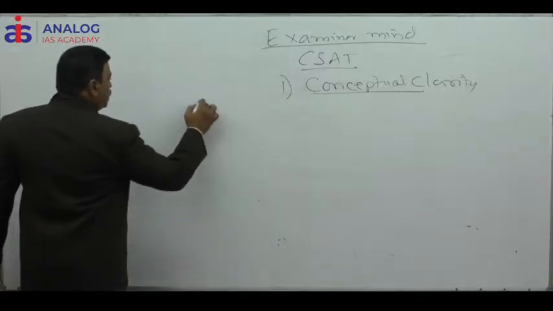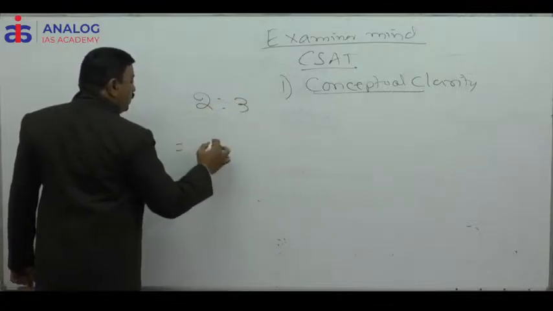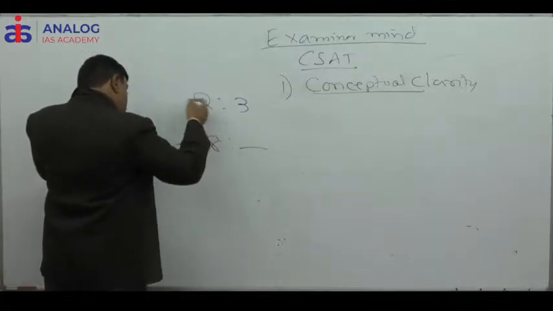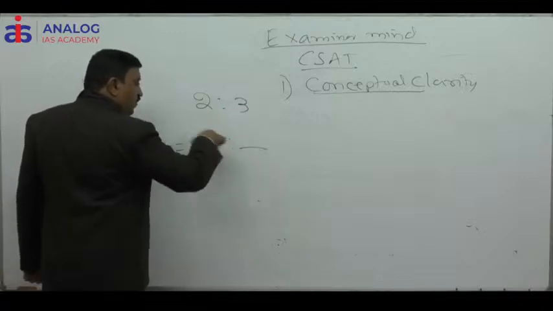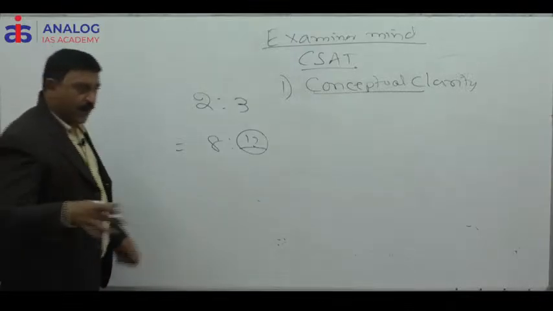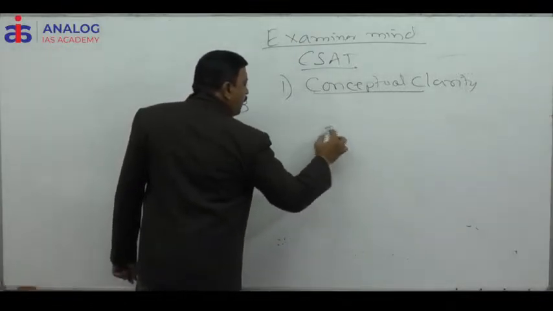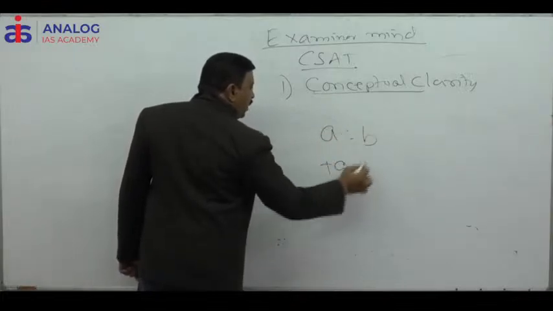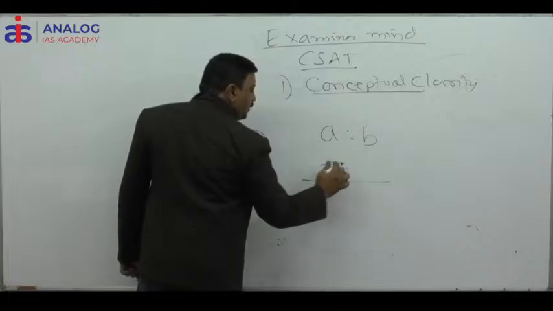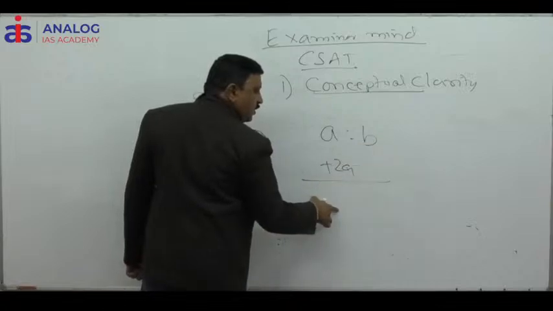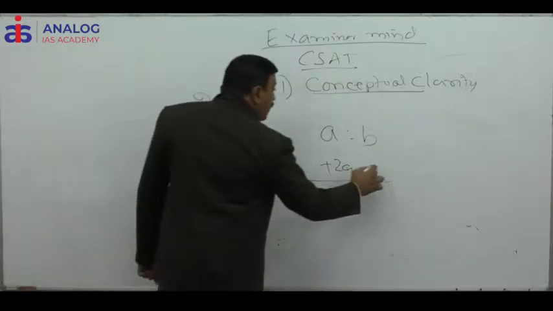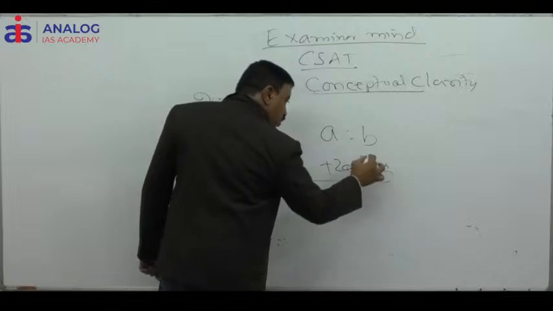See, suppose I say 2:3 is equal to 8 is to something. How much is it? 2:3 is equal to something: 2 fours are 8, 3 fours are 12. It should be 12, we know that, right? Now give the answer: if it is A is to B, and I add 2A to this one, how much should be added to the other? It is not 2A, it is 2B.